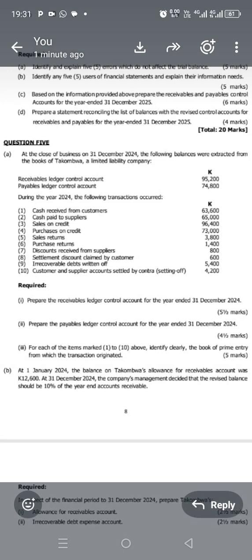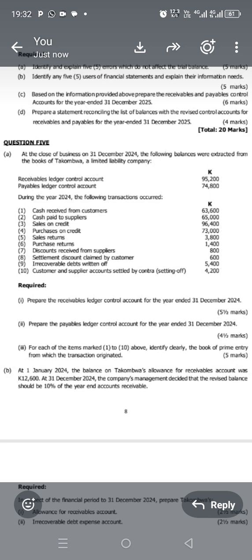So number 1, we are being told cash received from customers, that is 63,600. There is cash paid to suppliers. There is also sales on credit, purchases on credit, sales returns, purchases returns, discount received from suppliers, settlement discount claimed by supplier, irrecoverable debts written off, and customer and supplier accounts settled by contra, setting off, as you can see there.